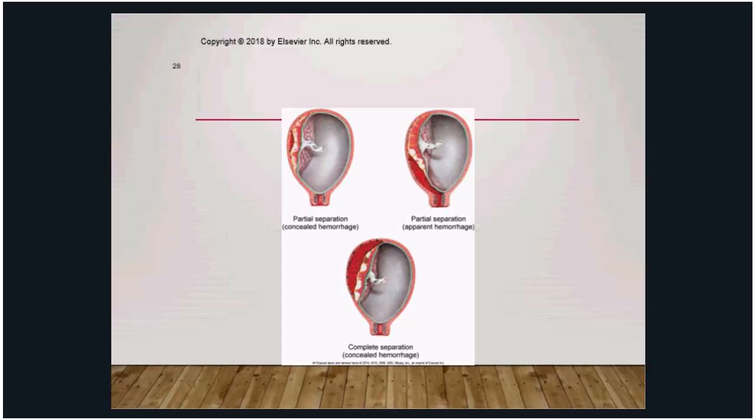Here's a picture of a partial separation and a concealed hemorrhage. So you're not aware that there's been a separation of the placenta. The baby might start to look bad on the monitoring though, and usually that blood comes flowing out after the baby's delivered, as well as the complete separation. The placenta is completely separated off the side of the uterus and is hemorrhaging. Partial separation with an apparent hemorrhage is where the placenta is partially separated, but the blood is able to leak out through the cervix.